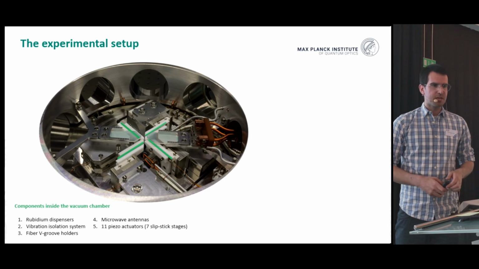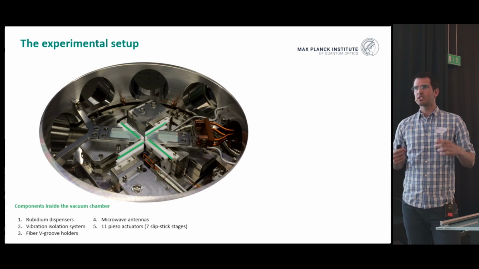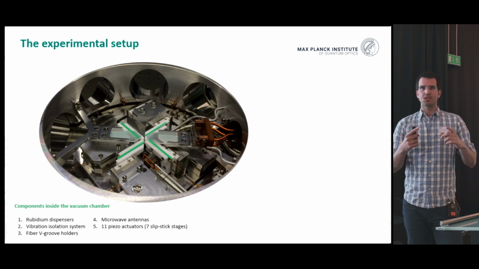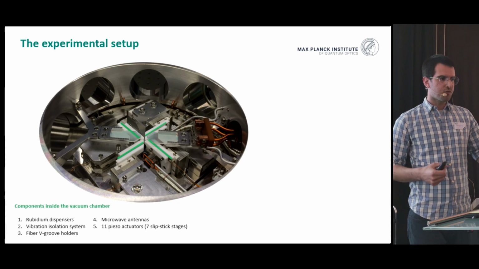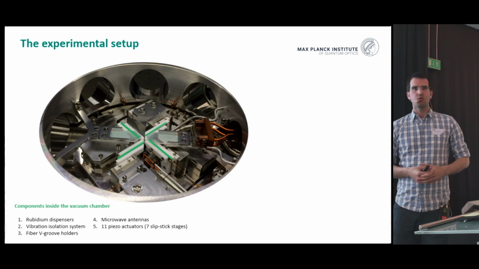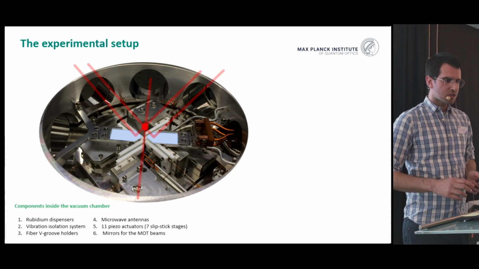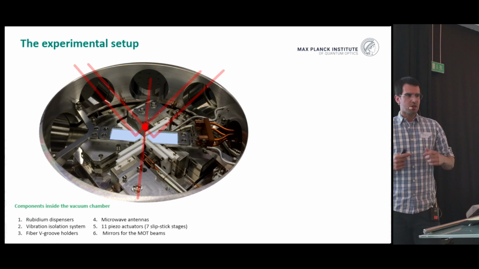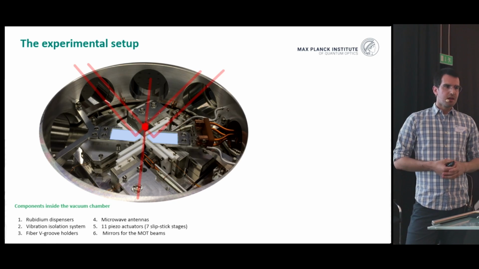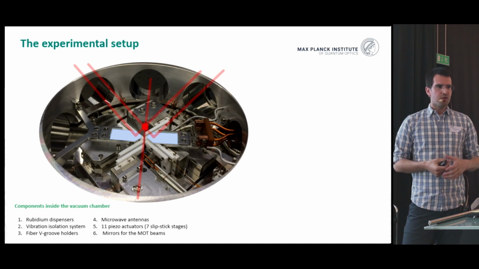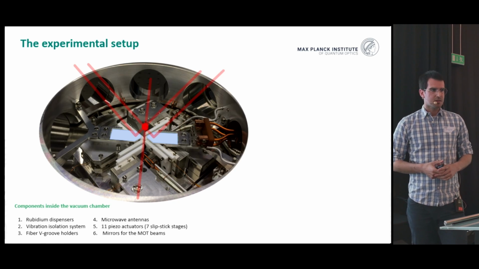We have 11 piezo actuators, so 7 slip-stick stages with a long tuning range, which allow us to bring the fibers into the exact position to form the two optical cavities. And we have 4 shear piezos which allow us to actively stabilize the length of the cavities. And we have 2 mirrors inside the vacuum chamber which allow us to direct 3 counter-propagating laser beams to form magneto-optical traps, so a cloud of laser-cooled atoms 1 centimeter above the cavities.